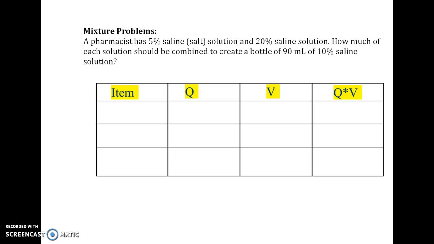Now this is a very typical mixture problem. We have a pharmacist that has a 5% saline salt solution and a 20% saline solution. How much of each solution should be combined to create a bottle of 90 milliliters of 10% saline solution?